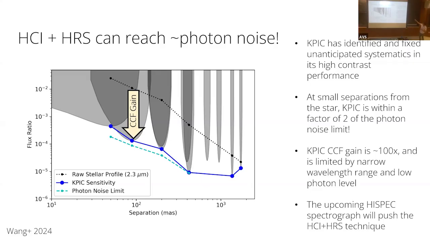But yeah, that's at small angular separations from the star. We're within a factor of 2 of the photon noise limit, and we're hoping, like I said before, to push to be able to get a gain from our high resolution spectrograph of about 10 to the 3 to 10 to the 4 times, so that we can show that if deployed on the ELTs, we could get that same sensitivity to reach exo-Earth sensitivities. Hopefully the upcoming HISPEC instrument, which is being partially built here at UCLA, will help push this technique to see if we can actually achieve those kinds of extreme contrasts with high contrast imaging plus high resolution spectroscopy. I guess in the interest of time, I'll stop here.